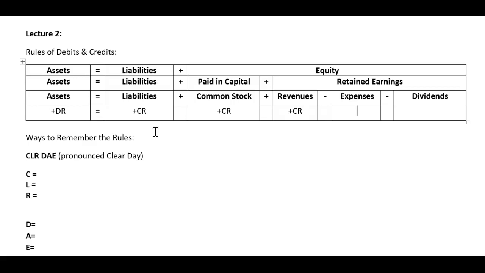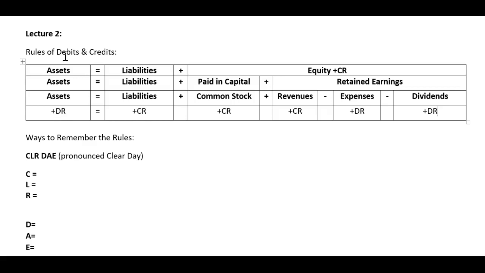Now, expenses and dividends. Again, equity as a whole, since it's on the right side, is increased with a credit. But remember, we talked in the last lecture that expenses and dividends, as they go up, actually reduce our overall equity. So when we get to expenses and dividends, we actually increase those with debits because they go against equity. Okay? Now, whatever increases it, the opposite will decrease.